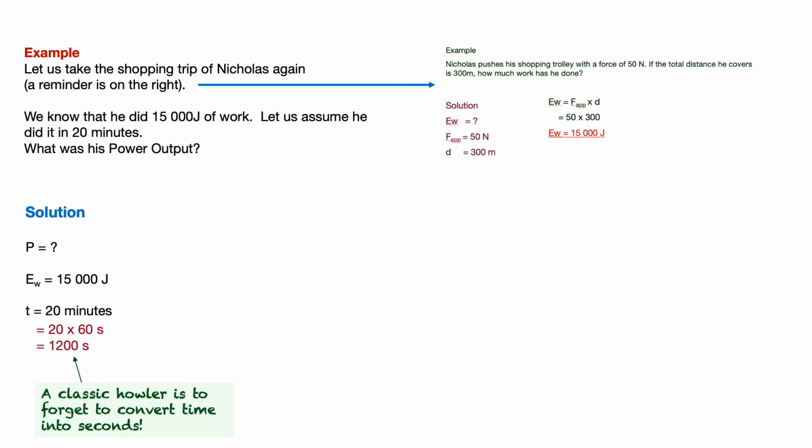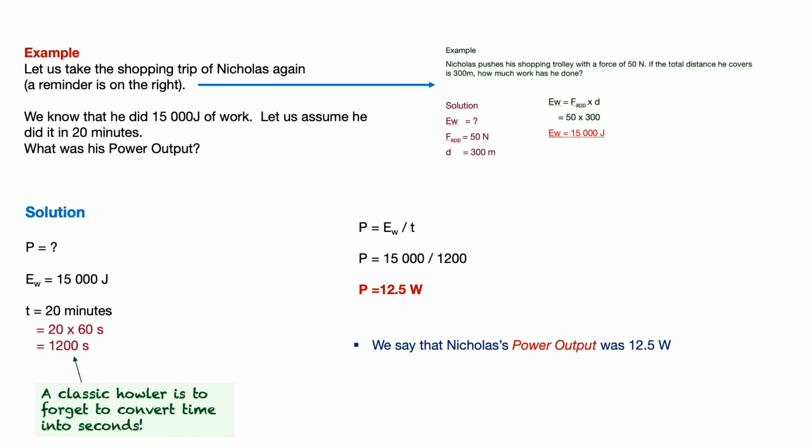Okay, let's state our equation. Power equals work done divided by time taken. That's 15,000 joules of work divided by the 1200 seconds. And that gives us a power output of 12.5 watts. We say that Nicholas's power output was 12.5 watts. He had given out 12.5 joules of energy every second. He was converting 12.5 joules of chemical energy from his body into 12.5 joules of kinetic energy in the movement of the shopping trolley.